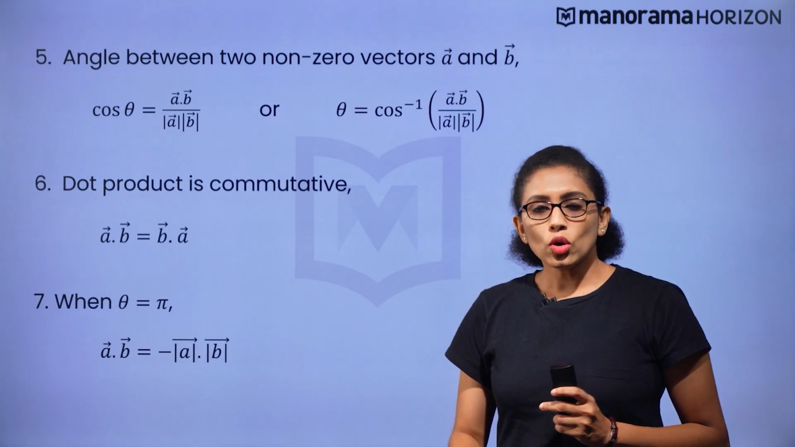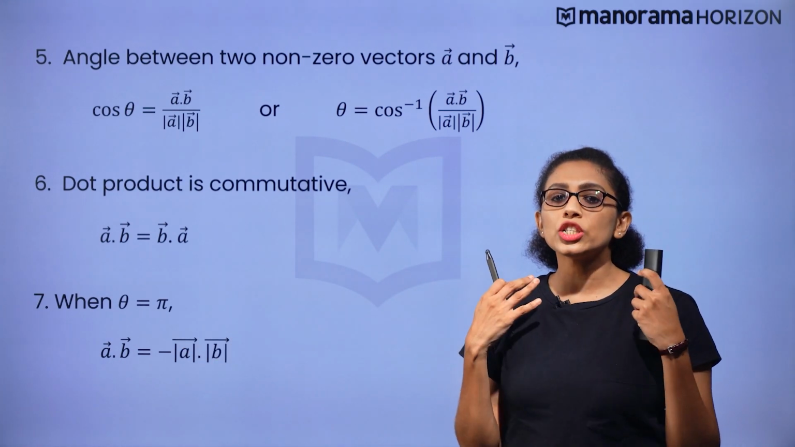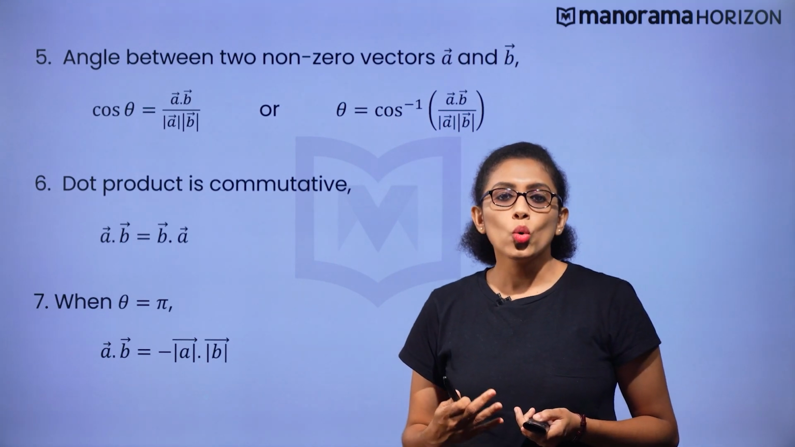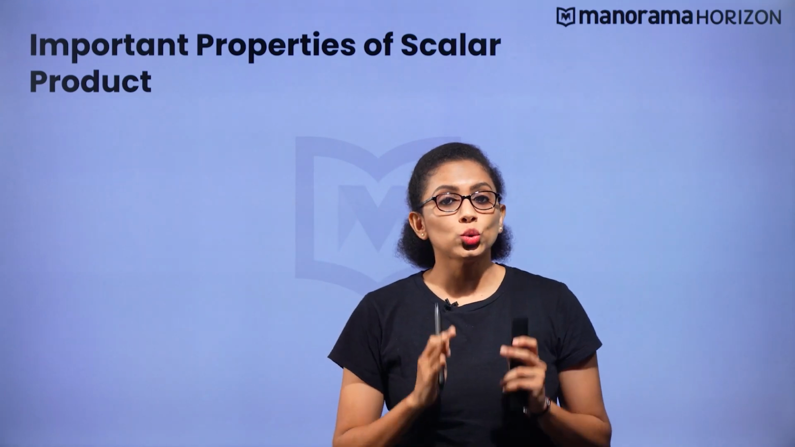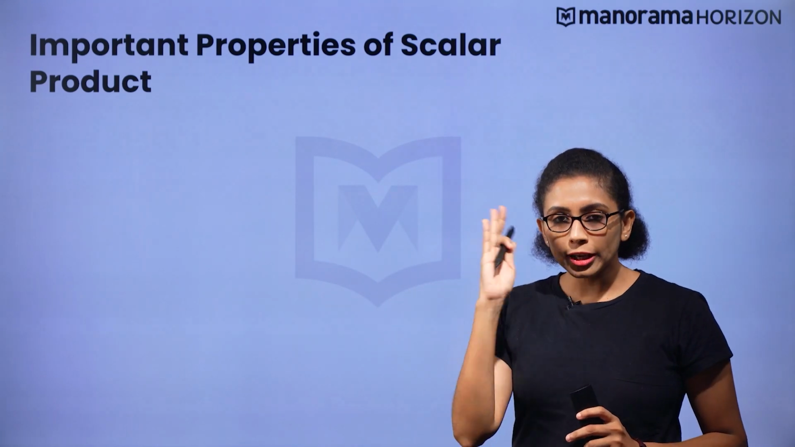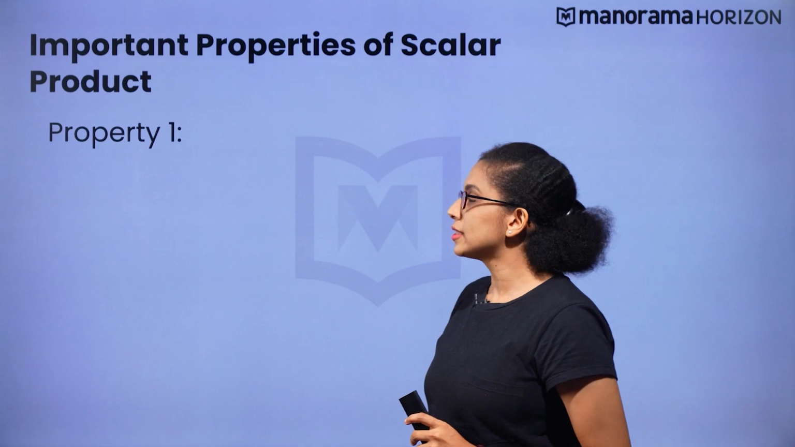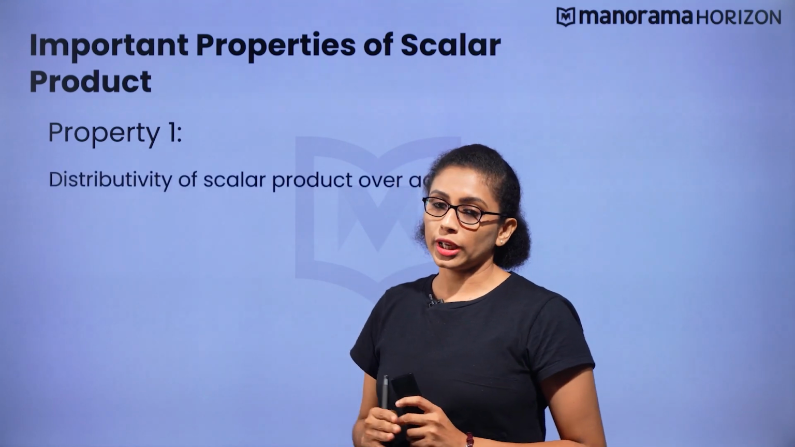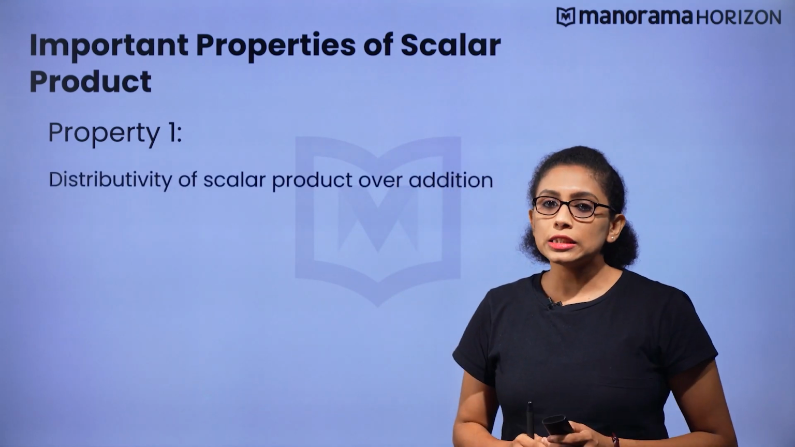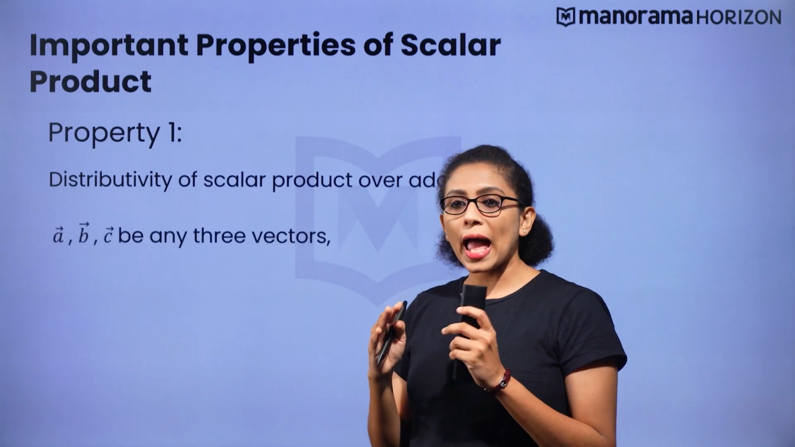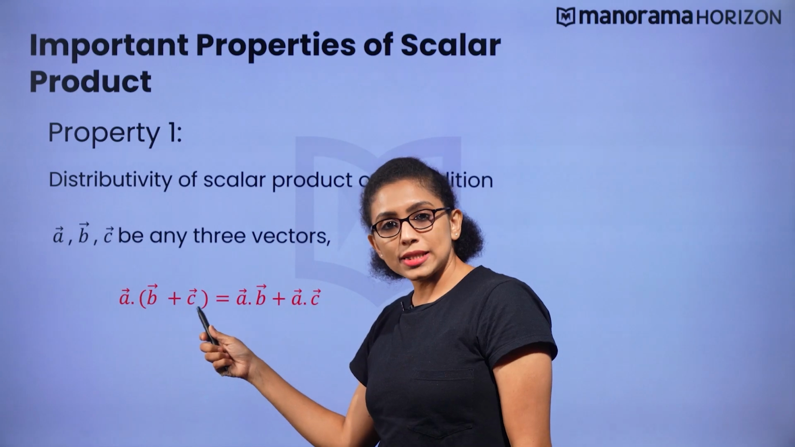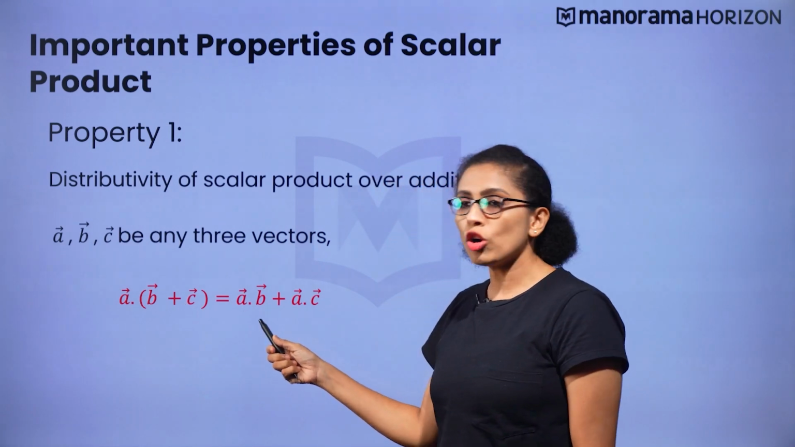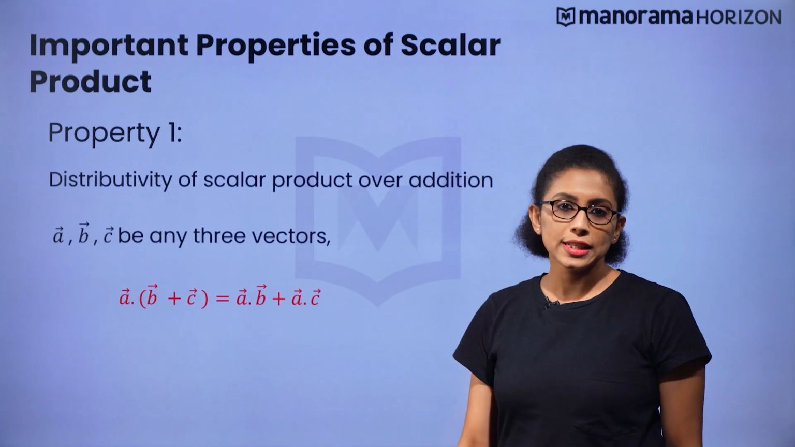Alright? So far we have seen some observations of dot product. Now we will discuss some important properties related to scalar product. And the very first important property is the distributive property. For any three vectors a, b and c, a dot (b plus c) is equal to a dot b plus a dot c.